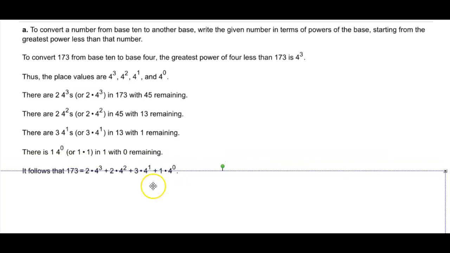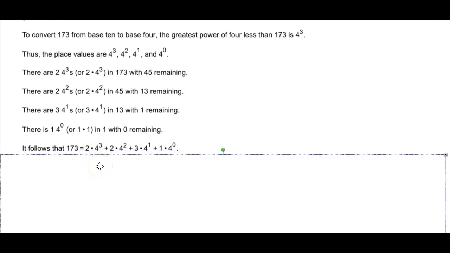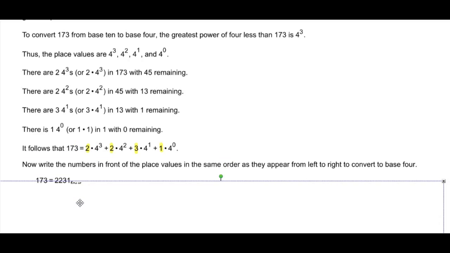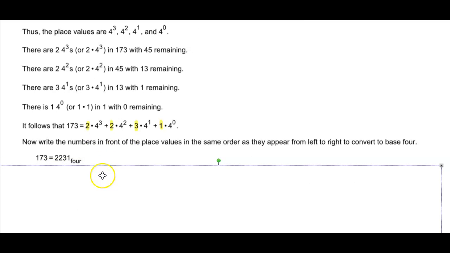So now we know what our numbers are going to be in base 4. It follows that 173 is equal to 2 times 4 to the third power plus 2 times 4 to the second power plus 3 times 4 to the first power plus 1 times 4 to the 0 power. So here are your numbers: 2, 2, 3, 1. We write the numbers in front of the place values in the same order as they appear from left to right to convert to base 4. So 173 is equal to 2,231 in base 4.